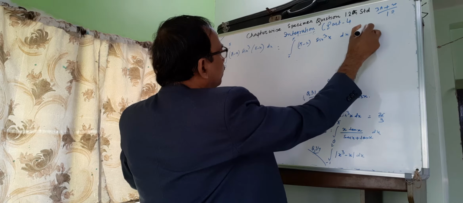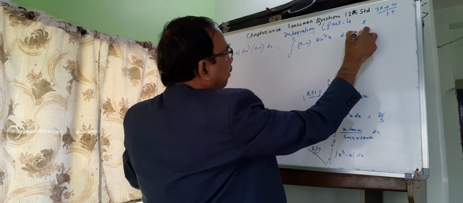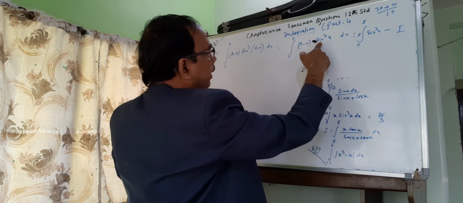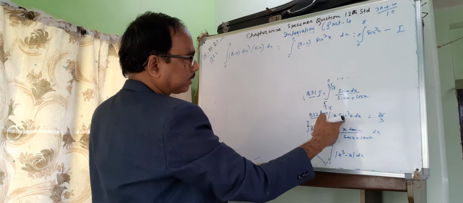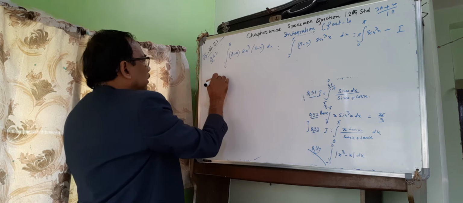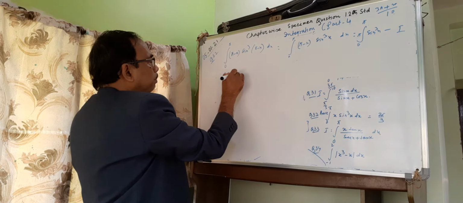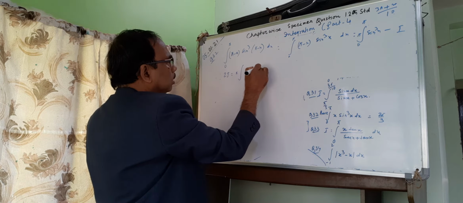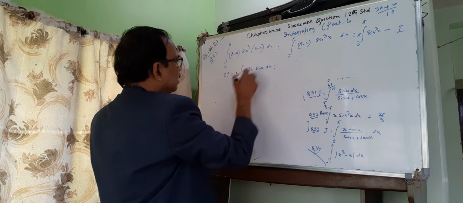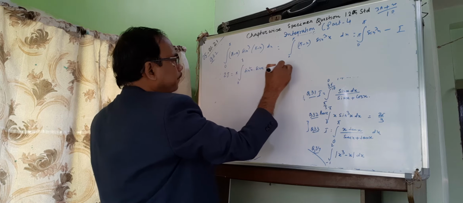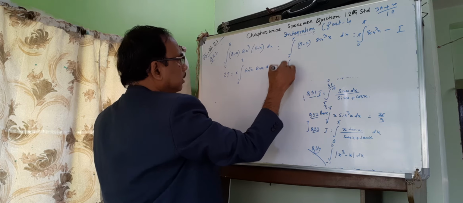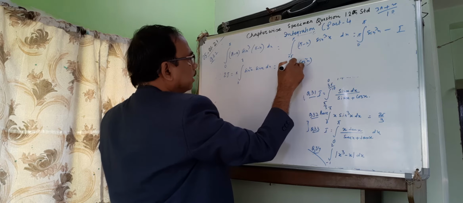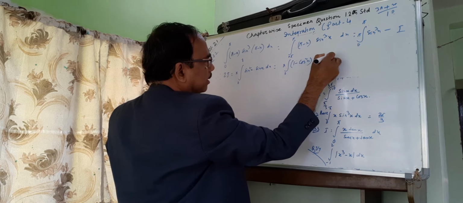That is 0 to pi pi sin cube x minus I. The x sin cube x dx is I. That is 2I. Therefore 2I equals pi times integral of sin cube x, you can write sin square x into sin x dx, it is 0 to pi, that is pi times 0 to pi of 1 minus cos square x into sin x dx.